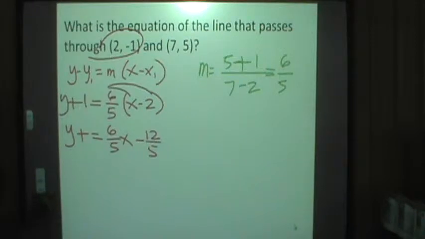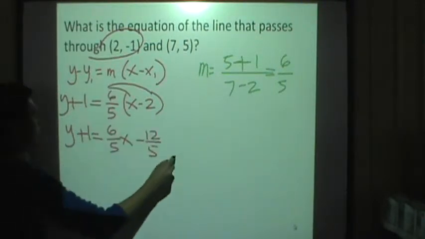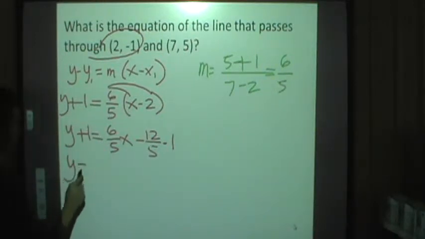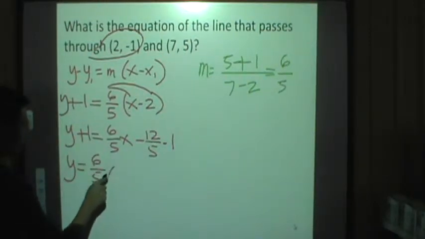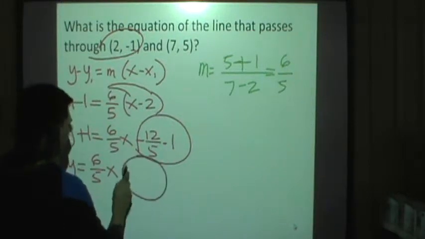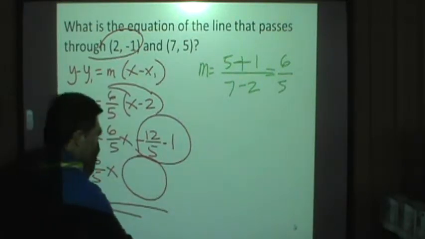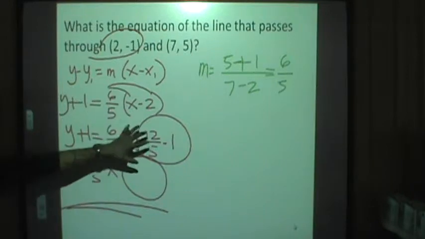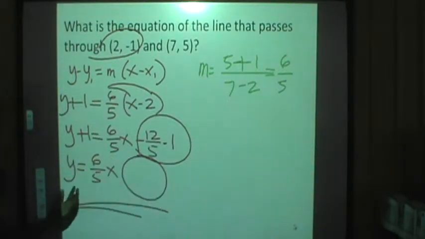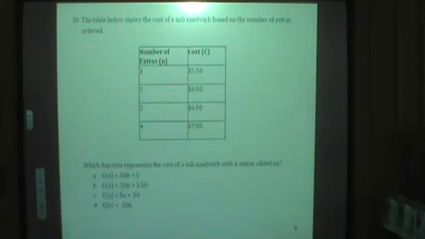Then 5, and then plus 1, move that 1 over, becomes minus 1. So here we go, we have y equals 6 over 5x. Again, using your calculator, press negative 12 over 5 minus 1, and write your final answer here. That will be your final equation of the line passing through points 2, negative 1 and 7, 5. Okay, next.